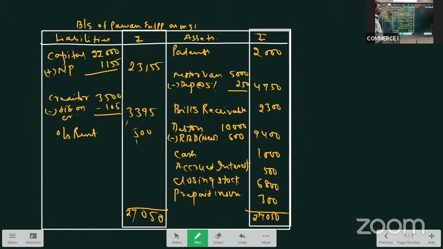Okay, done. Right? We'll take one more problem. We had one adjustment that was reserved for discount on creditor, but it is least expected. Since it was there, we did it. Okay. Then again, let us take question number 12.